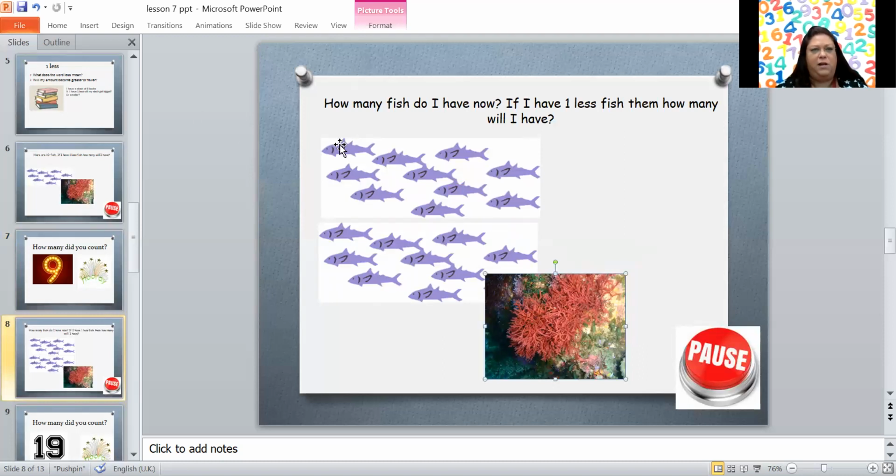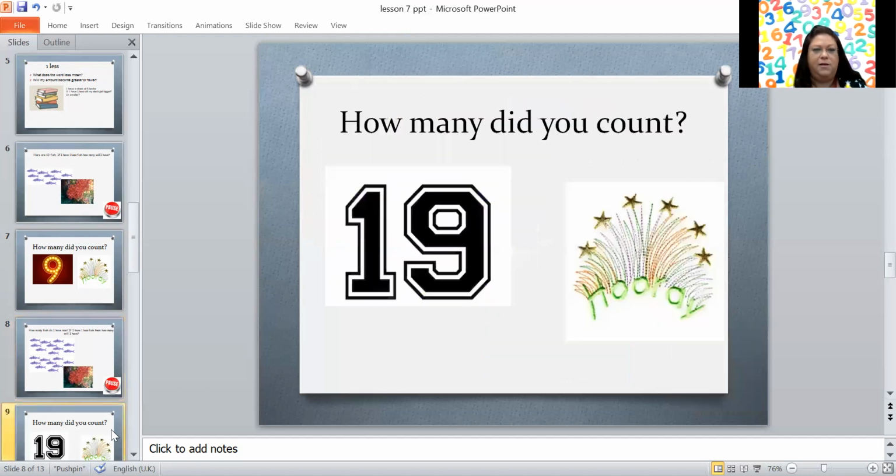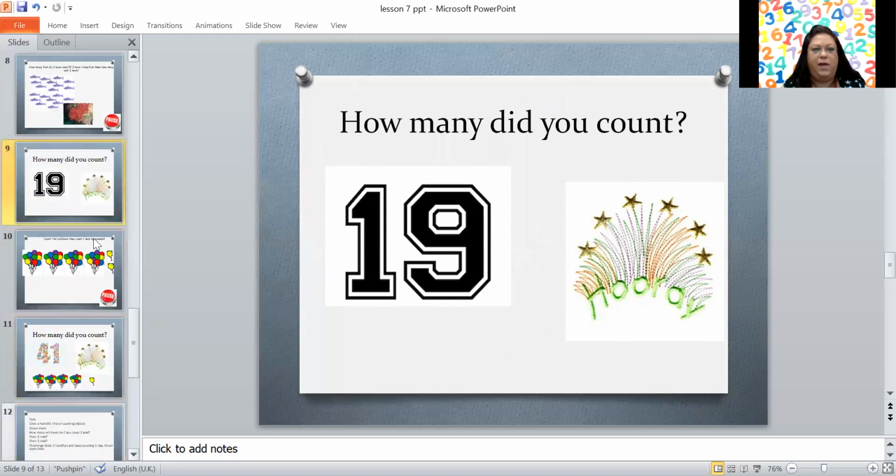We should be getting really good at this counting by now. So are you ready? 1, 2, 3, 4, 5, 6, 7, 8, 9, 10, 11, 12, 13, 14, 15, 16, 17, 18, 19. Let's see if we are right. Hooray! 19 is the answer. Did you do it? If not, have another go and see if you can work out what the actual answer is.